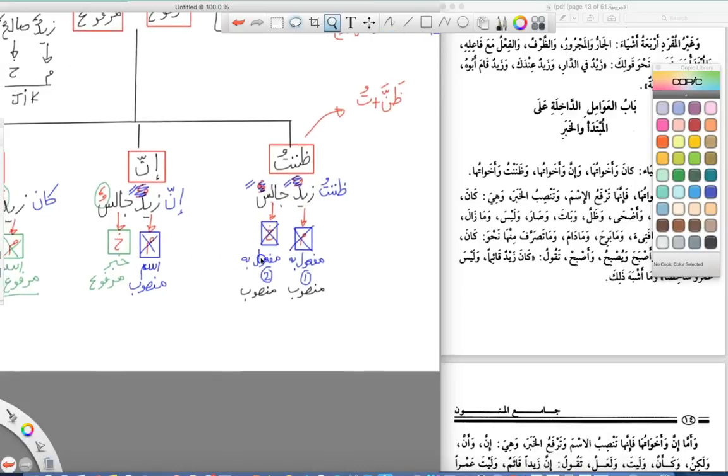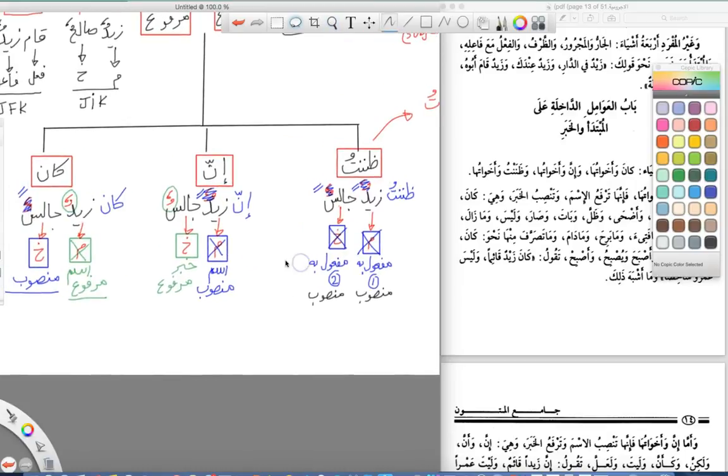Now what does ظننت Zaydan jalisan mean? It means I assumed, I thought Zayd is sitting. So the book has introduced us to these three concepts now. Kana, which is applied to a mubtada and a khabar. Inna, which is applied to a mubtada and a khabar. And ظننت, which is applied to a mubtada and a khabar. Okay, everyone happy with all of that? Understand that up to there?